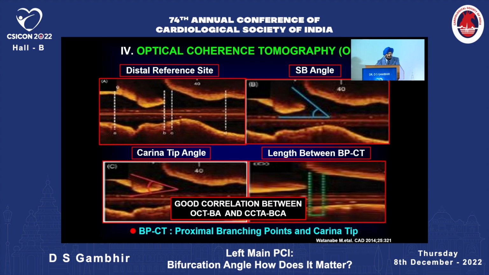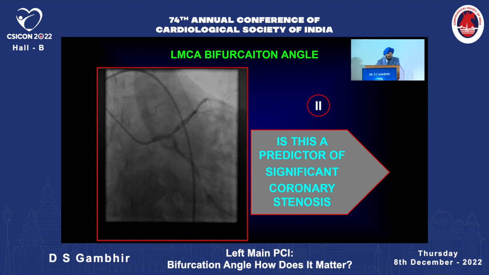We take a longitudinal view and mark the distal reference point, then see the side branch, calculate the side branch angle, calculate the carina tip angle, and also the length between the proximal bifurcation point and the carina tip. All these are important measurements which are done on a longitudinal view.